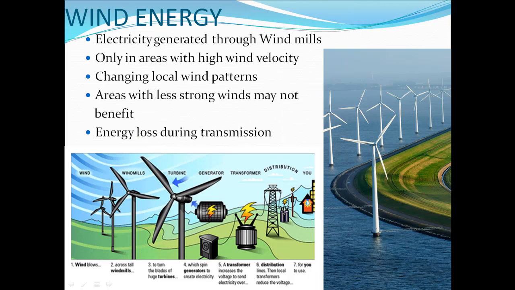Now we'll see the second important non-conventional source of energy: wind. Electricity is generated through windmills only in areas with high wind velocity. As you can see in this picture, these are large windmills installed near the coastal areas. It works very well with the changing local wind patterns. Areas with less strong winds may not benefit, but in the longer run will get an abundant amount of energy. Energy loss during transmission is a common factor.